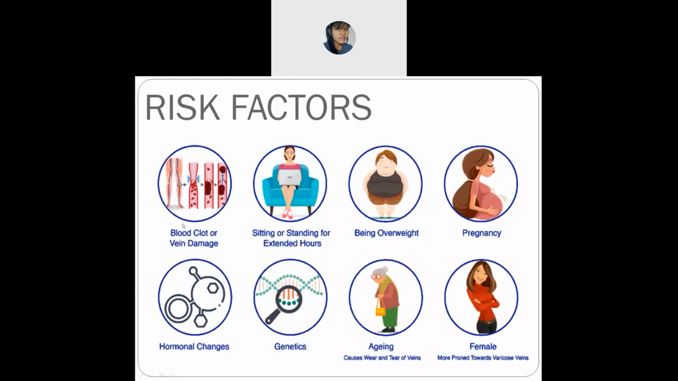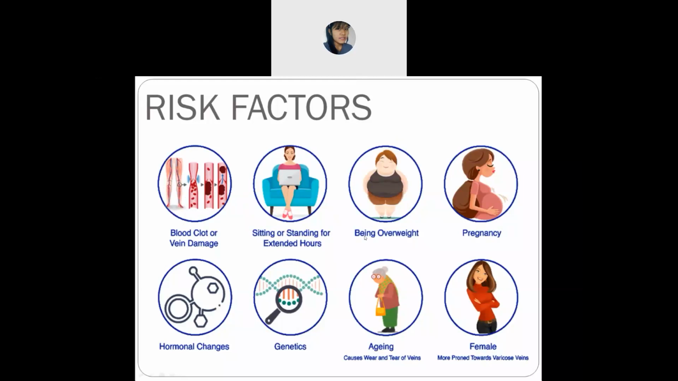Next, if a person stands or sits for too long, many hours, say for example 4 or 5 hours without any physical activity, right? If they stand in one particular place for too long, they are also at risk of having varicose veins because it will affect the veins.